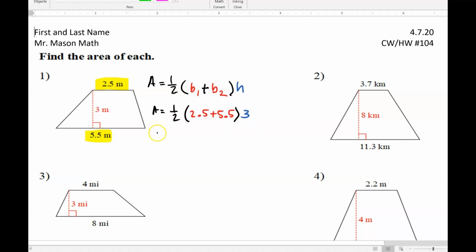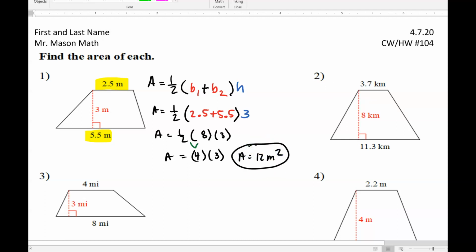So do parentheses first. Area is equal to 1/2 times 2.5 plus 5.5 is 8, and then times 3. You can do 8 times 3 and then take half of that, or you can do half of 8 and then multiply by 3. It does not matter. I like to do half of that number if it's even. So area is equal to 4 times 3, and so your area is equal to 12 meters squared. Circle your answer, and remember always that area units are squared.